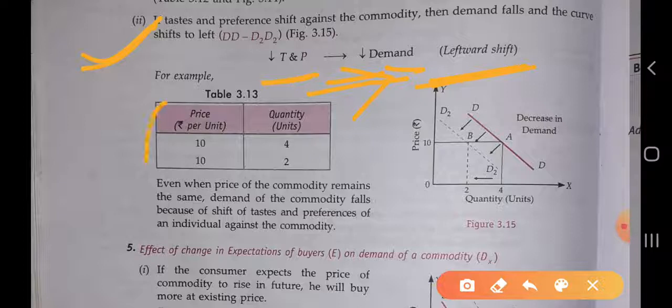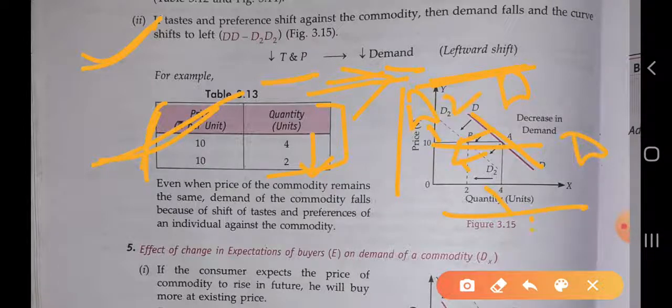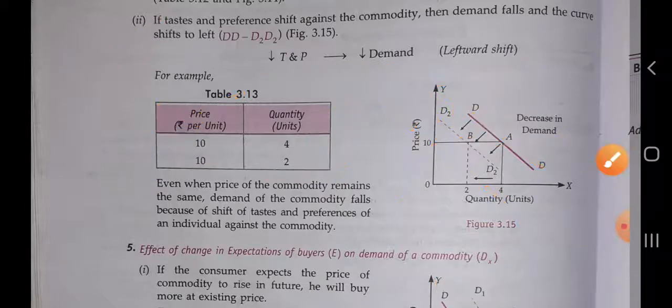We have taken this schedule, where the price is the same for every unit. The price is still the same, but the quantity is decreasing from 4 to 2. Here we have taken the same price and quantity. The normal demand curve is D1, and the curve is shifted to the leftward from D1 to D2. Okay.